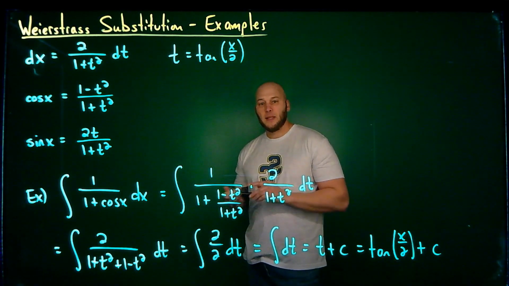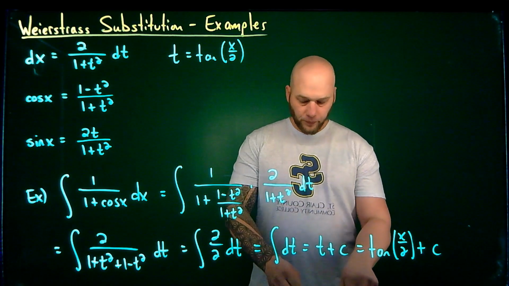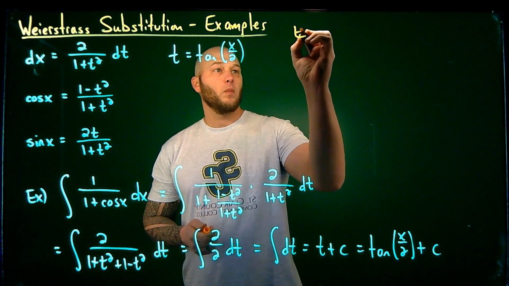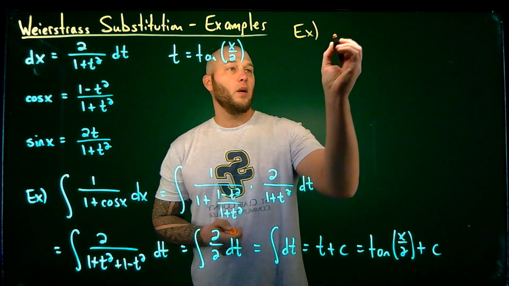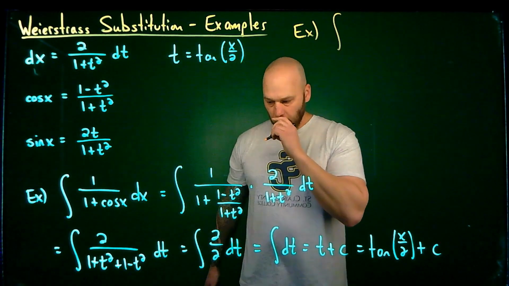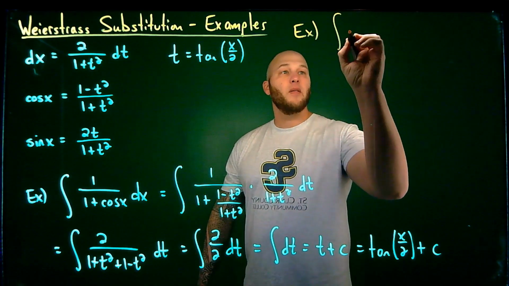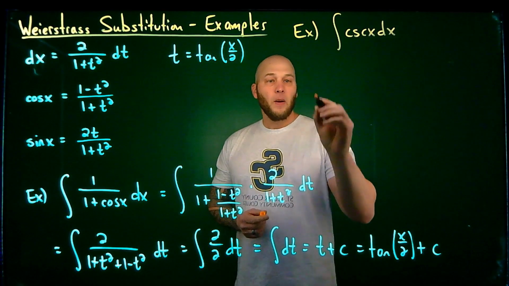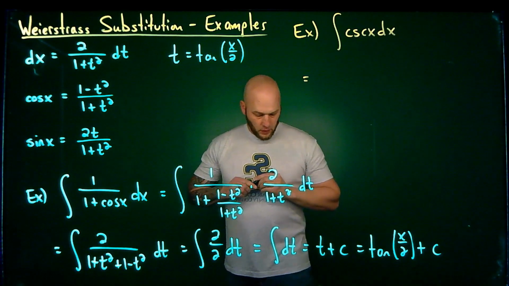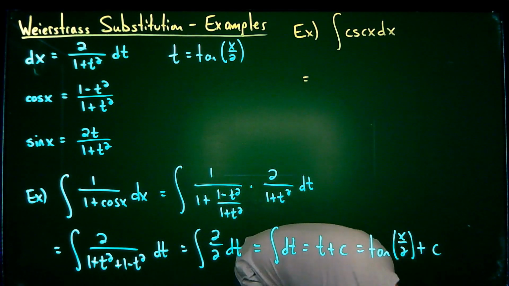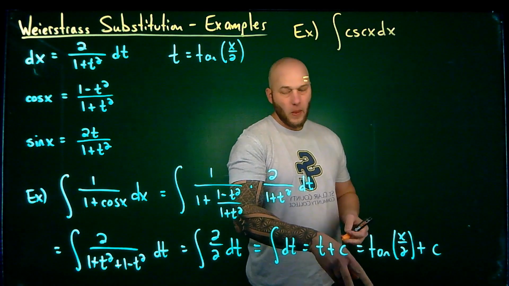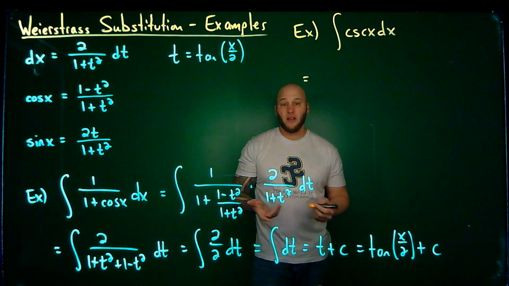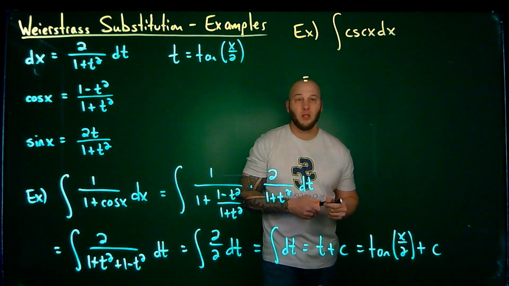All right. Take a look at another example. Let's look at the integral of cosecant of x dx. We've done the integral of cosecant other ways. Sorry, I dropped a marker there. Let's see if it is advantageous to use a Weierstrass substitution.